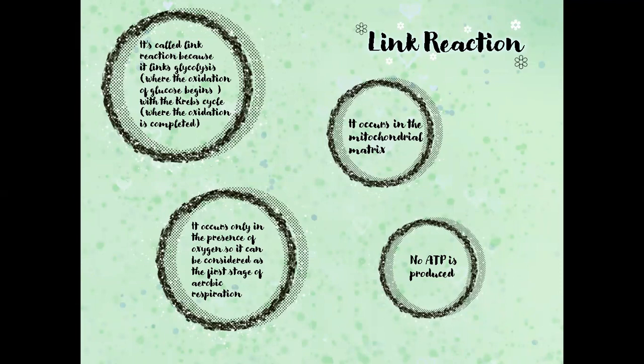Moving on to the link reaction. Here are some general points about the link reaction. It's called the link reaction because it links glycolysis, where the oxidation of glucose begins, with the Krebs cycle, where the oxidation is completed. It occurs in the mitochondrial matrix. It occurs only in the presence of oxygen, so it can be considered as the first stage of aerobic respiration. In this link reaction, no ATP is produced.